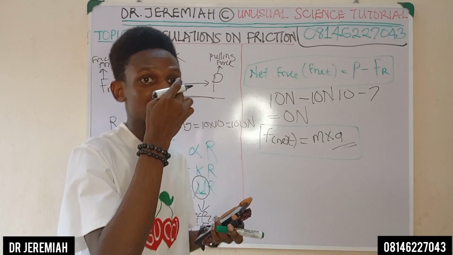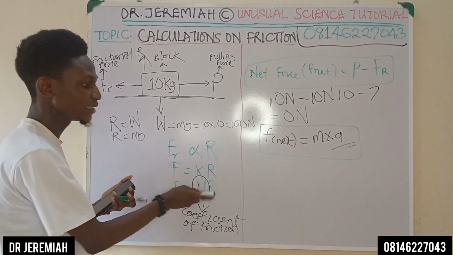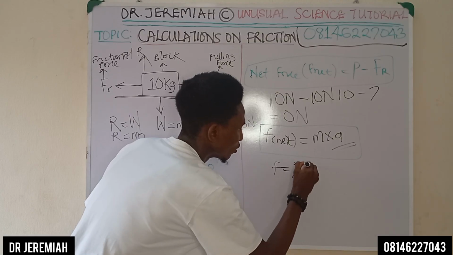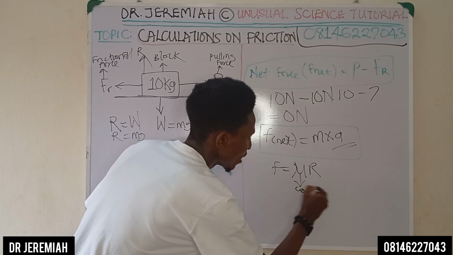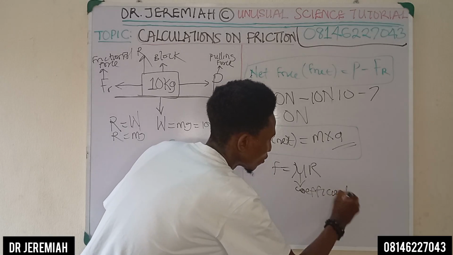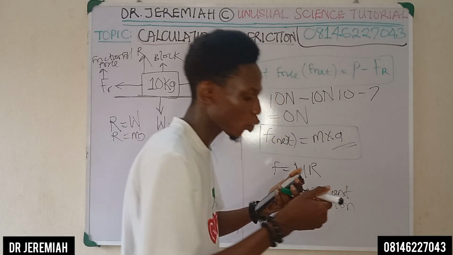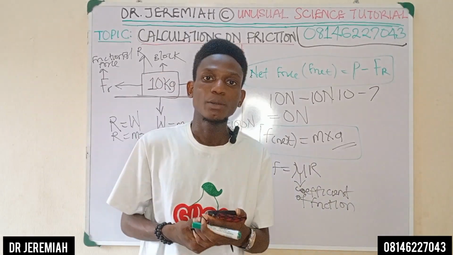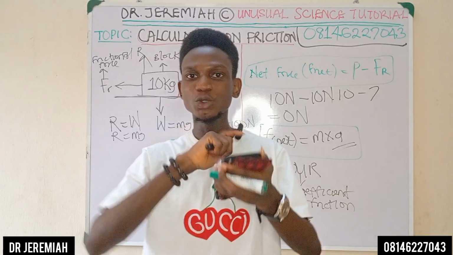I hope you are getting what I'm saying. So this is the coefficient of friction. Let me write it here in case you didn't see it. It's known as the coefficient of friction. So you see, they want you to look for the coefficient of friction. This is just the formula to use: F equals coefficient of friction times reaction. That's just all you need to know.